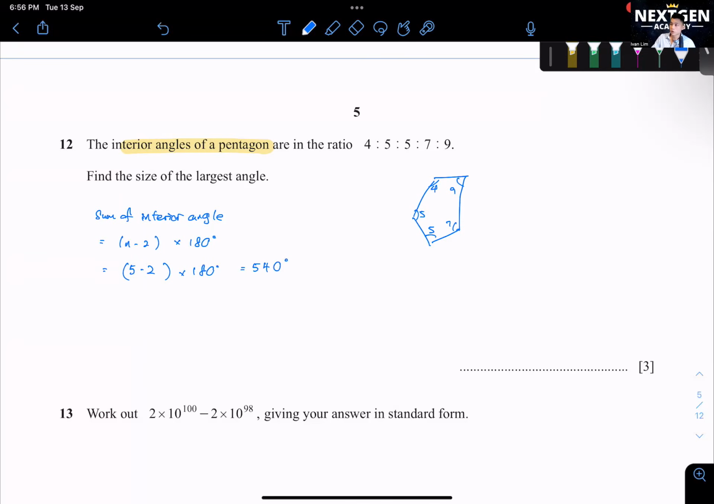Then we want to find the parts, right? So you can find one part first. One part represents how much? 4 plus 5 plus 5 plus 7 plus 9, you get 30 parts here. So I find one part by 540 divided by 30, which gives 18 degrees. One part represents 18 degrees. The biggest part has 9 parts, based on the ratio. Therefore 9 times 18, you will get 162 degrees. Make sure you show all your working.